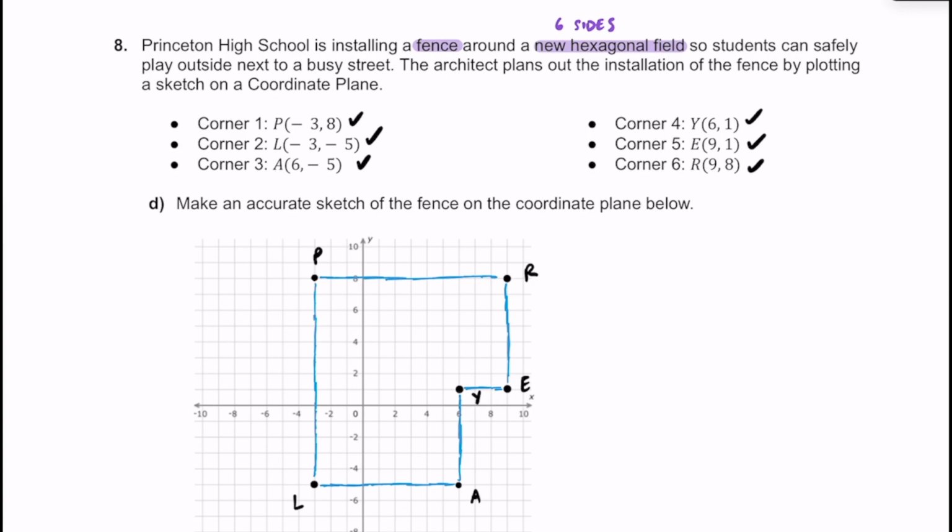So here's a sketch of this fence that we have here. These lines are representing where the fence is going to be installed. And the play area is inside the fence here, and all those little squares represent the square units where the students can actually hang out.